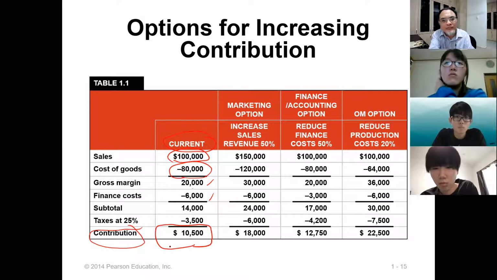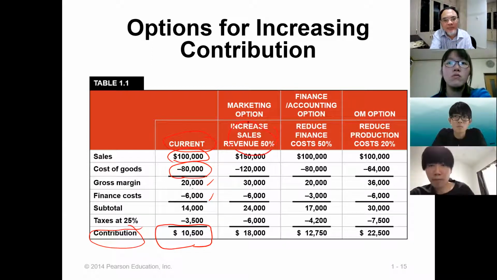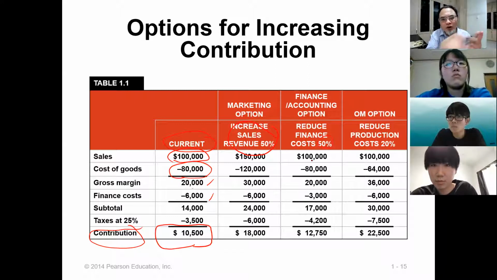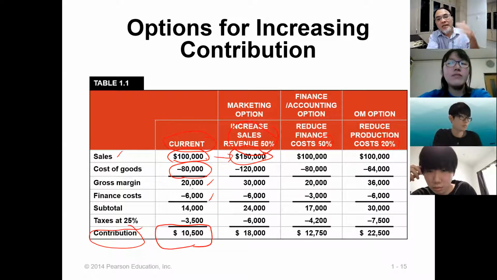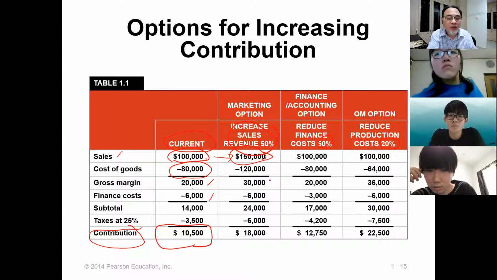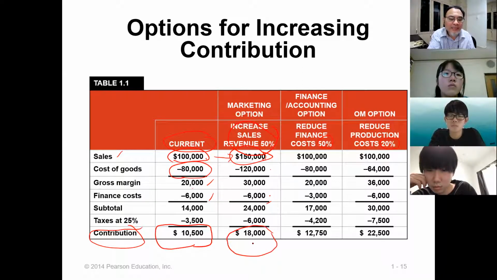So we can have this current contribution. What if I have the option of increasing sales by 50%? So I have three options now: increase sales by 50%, reduce finance cost by 50%, or reduce production cost by 20%. If I increase sales by 50%, my sales become 150,000 from 100,000. Because you increase the sales, your product increases, so the cost of goods sold increases, minus the finance cost, which is the same 6,000, ending up with 80,000, 18,000 contribution for that particular product.